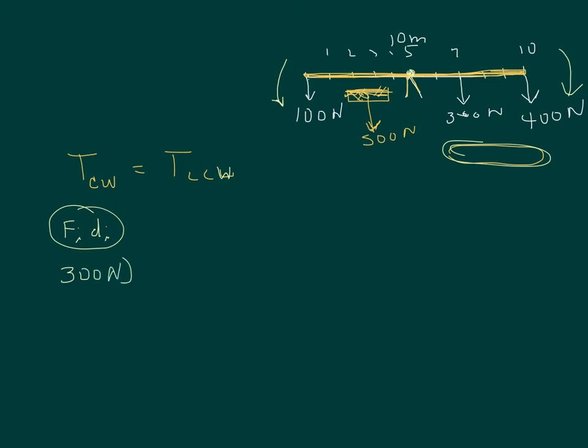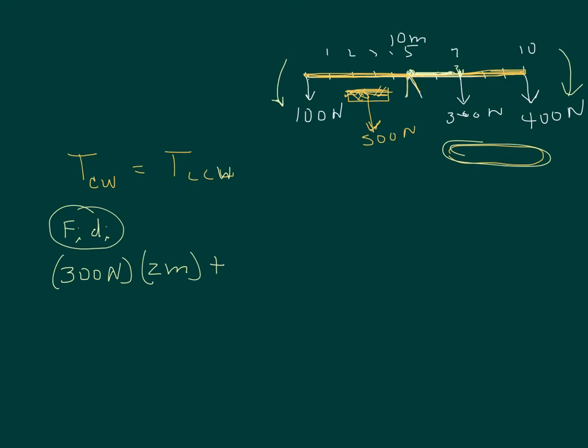It's 300 newtons. How do I measure its distance? Its distance is, of course, measured from the force to the fulcrum. So that's at 7, it's going to 5, so that is 2 meters, the distance between that force and the fulcrum.